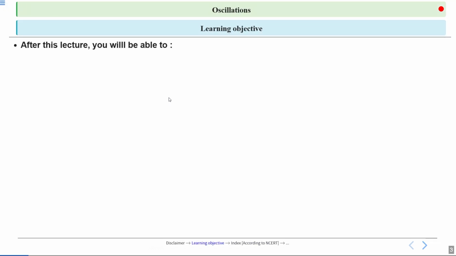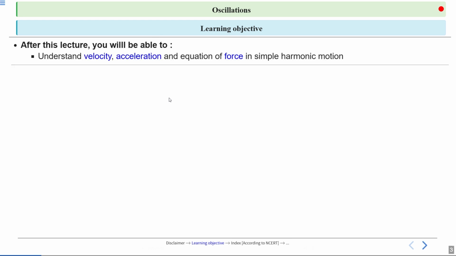Learning objective. After this lecture you will be able to understand velocity, acceleration and equation of force in simple harmonic motion.